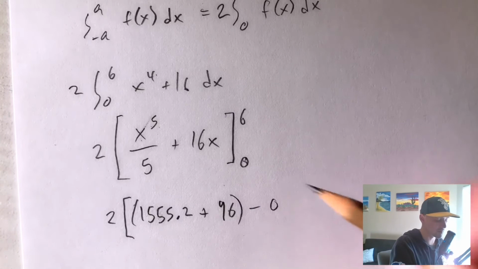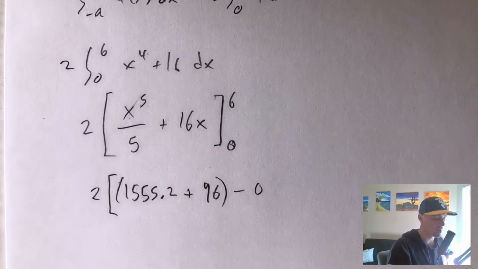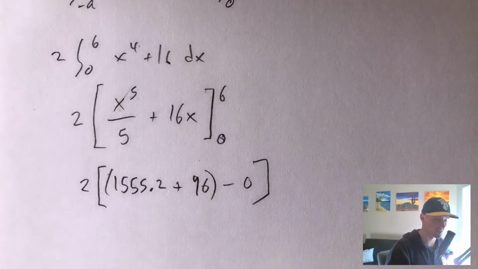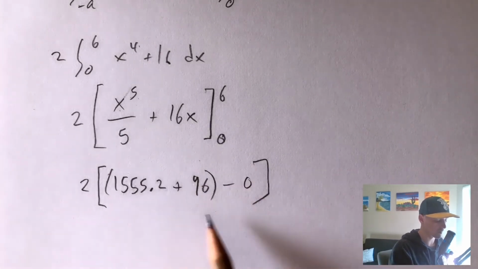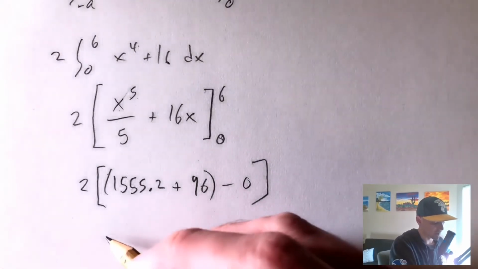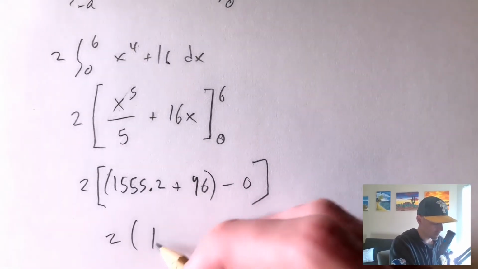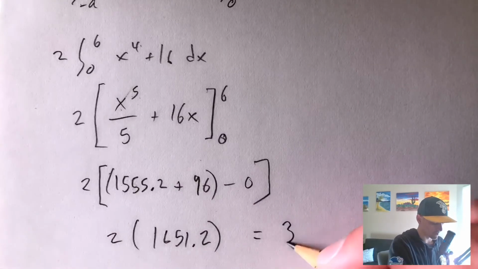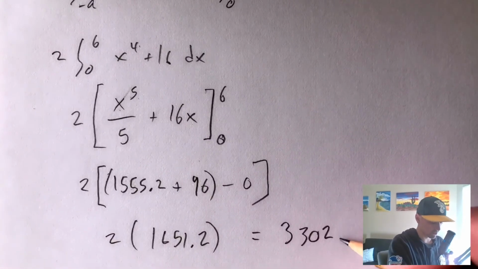So that's why this little trick is nice, because having 0 as our lower bound a lot of times is going to end up making this a lot easier to evaluate, because subtracting out 0 is much simpler than what we would get if we plugged in -6 into this. So when we simplify this down, that's just going to give us 2 times 1651.2, which is 3302.4.